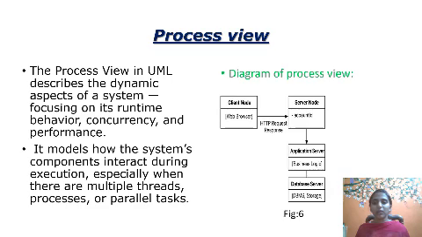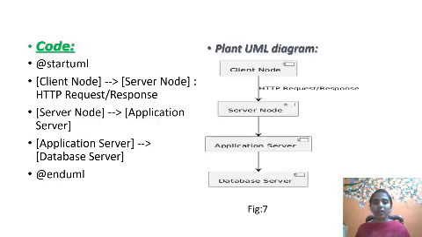Going to the UML code. The code snippet uses PlantUML, a simple tool to create UML diagrams using text. Here, between start UML and end UML, the client node requests the server node, the server node goes to application server, and the application server goes to database server. It defines the basic sequence of the communication between four components. The arrow shows the flow of messages or requests. This is a minimal but powerful representation of the process flow in a distributed system.